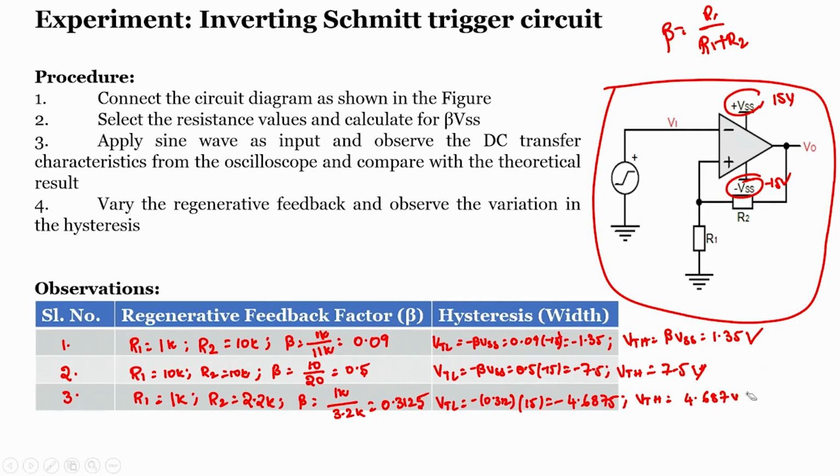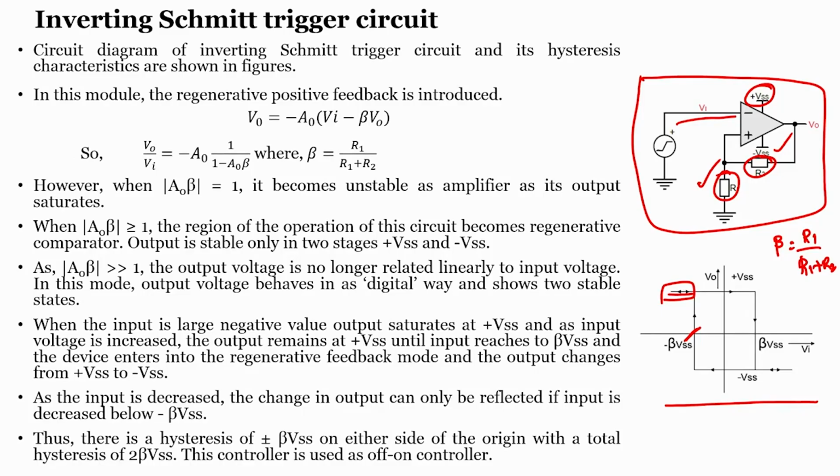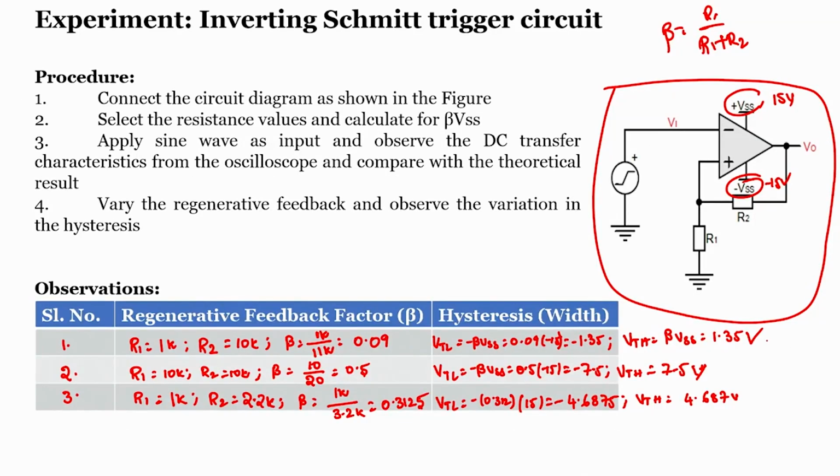So, what do we mean by hysteresis width? Looking at the previous ones, it is nothing but the difference between the lower threshold and the higher threshold. In this case, it is 1.35 plus 1.35, then 7.5 and 7.5, then 4.6875 and plus 4.6875. Those will be the hysteresis widths. Now, we will verify the same thing with our simulation, and then we will verify with our TI board too.